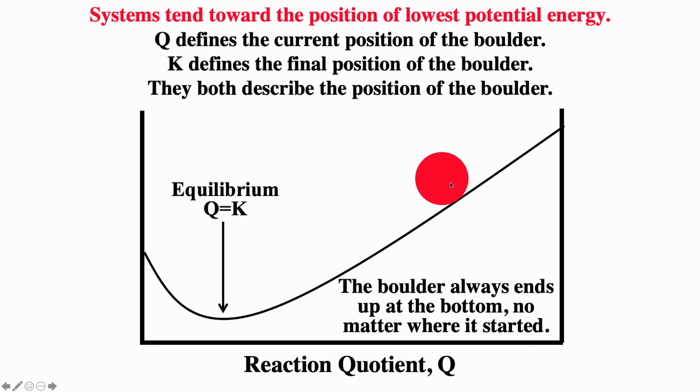Now the position of the system is represented by the red dot here. We can imagine as an analogy, say the line is a valley and the position is represented by a boulder. No matter where the boulder starts, it always ends up in the minimum. If we start with all reactants, eventually the boulder rolls down until it's here. If we start with products, eventually it rolls down until we get to there. No matter where we start, the boulder always ends up at the minimum. In this analogy, both the reaction quotient and equilibrium constants represent the position of the boulder, but the equilibrium constant only defines the final position. The reaction quotient defines the position at any time.